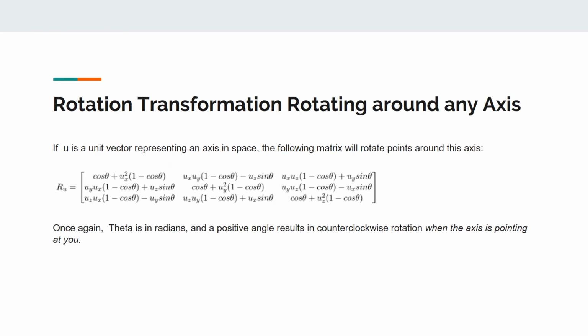So this next slide is just a continuation of rotation transformation. Previously we just looked at rotating around the z-axis, but you might not want to rotate around the z-axis. It might just want to be an arbitrary axis anywhere. So how would you do that? If U is a unit vector representing an axis in space, the following matrix RU will rotate points around that axis. It's just important to note here that theta is in radians and a positive angle results in a counterclockwise rotation when the axis is pointing at you.